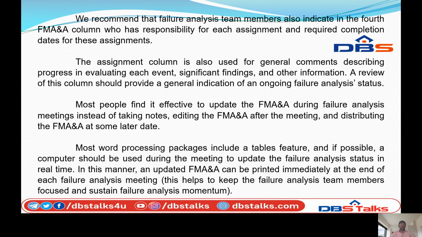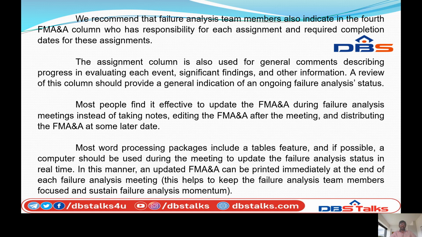The assignment column is also used for general comments describing progress in evaluating each event, significant findings, and other information. A review of this column should provide a general indication of the ongoing failure analysis status.